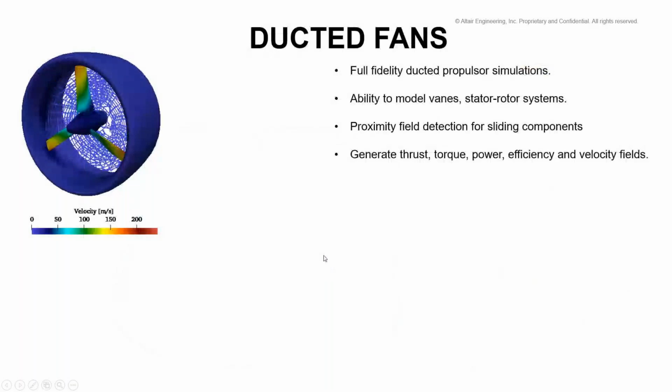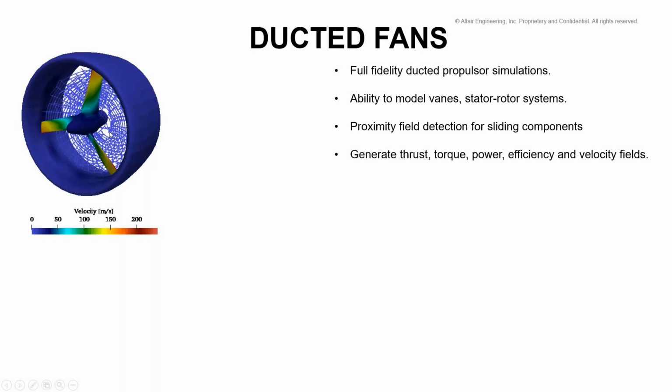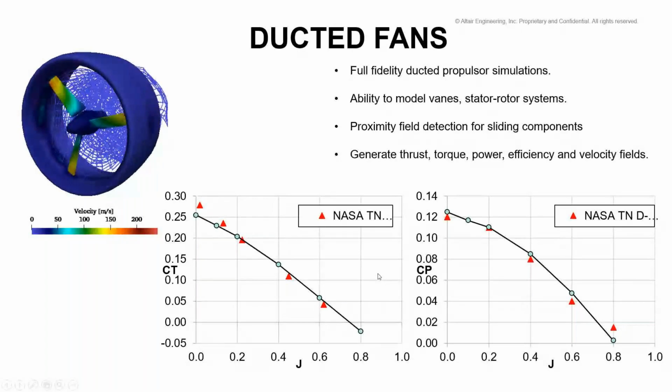Coming to ducted fans, full fidelity ducted propulsor simulations are there, nicely capturing those gaps in between the nacelle, and then we have this one ducted fan. It will be able to model those stator-rotor systems. And again, this was part of a NASA study where they were comparing the results, with thrust and propeller power predictions computed very nicely with good correlation. You can see the graphs there.